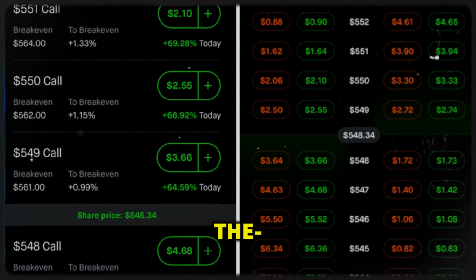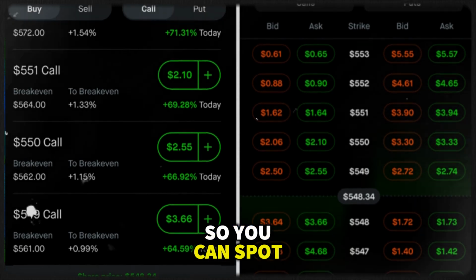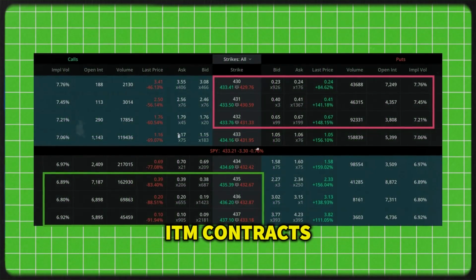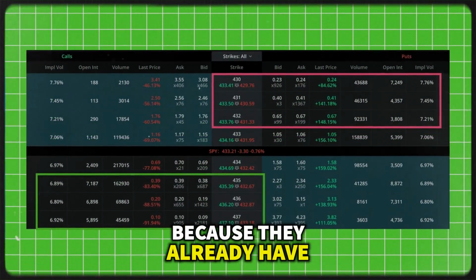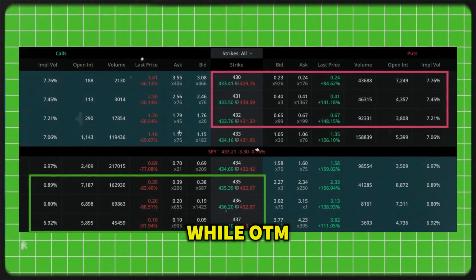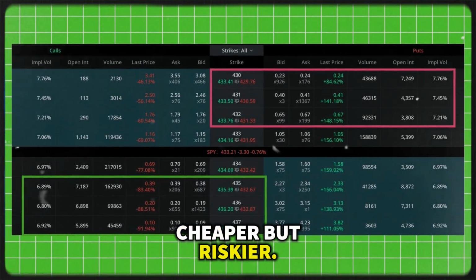Robinhood highlights in-the-money options differently so you can spot them quickly. ITM contracts cost more because they already have value, while OTM contracts are cheaper but riskier.